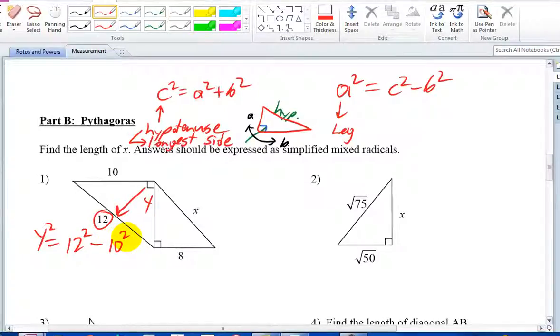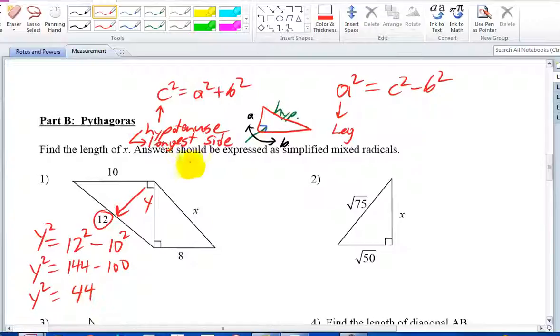This would be non-calculator. 144 minus 100. Y squared equals 44. Do we really care what y equals? Absolutely not. Why care about y? That's right. X is what we care about because as soon as we know the value for y squared, that's all we need to know. This is not a calculator question.